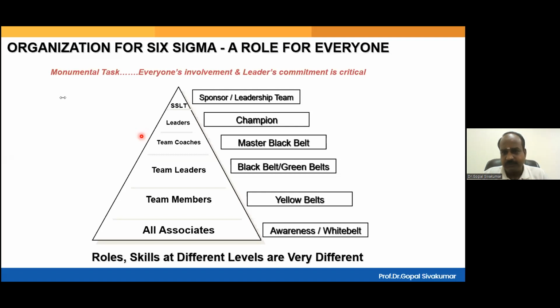If you do not have this kind of infrastructure of people, it becomes very difficult for the organization to recognize the improvement opportunity and fix the root cause. See here the hierarchy. It has white belt, yellow belt, green belt, black belt, master black belt, champion, and sponsor. White belt means just an awareness. I am trying to convert all of you into white belt.